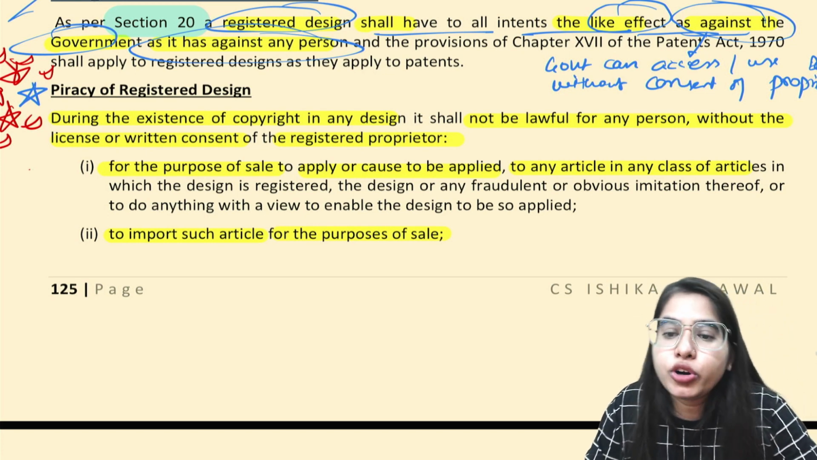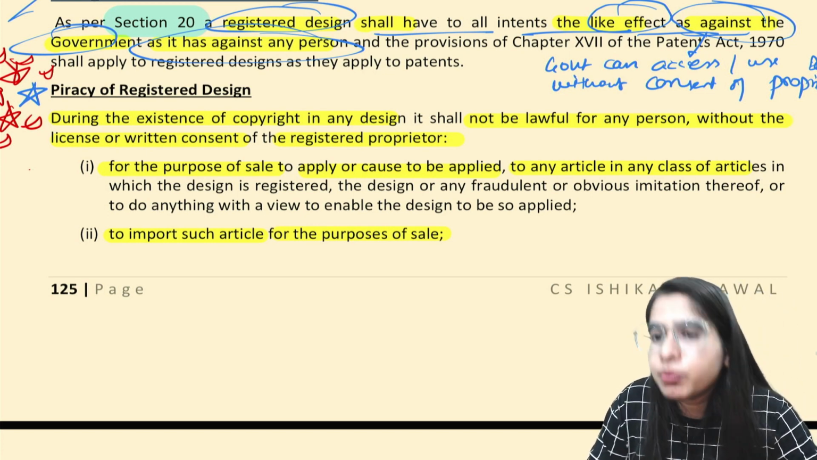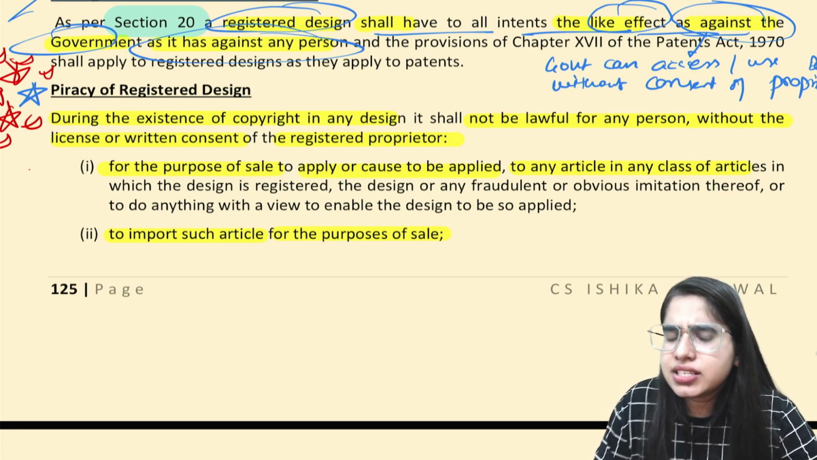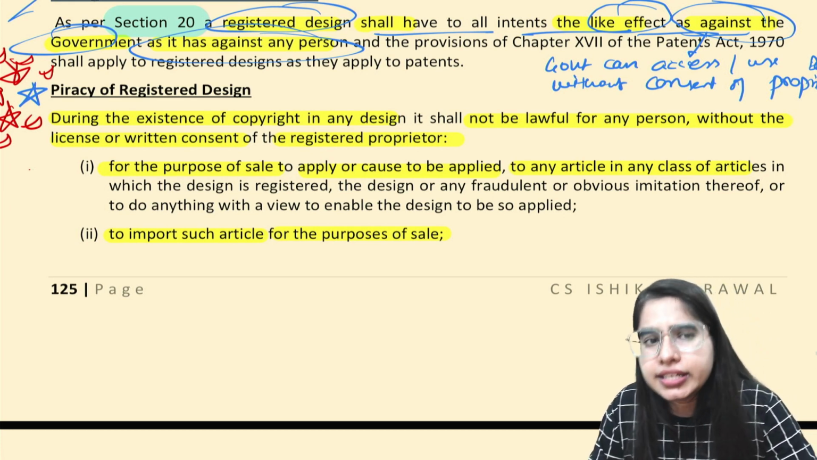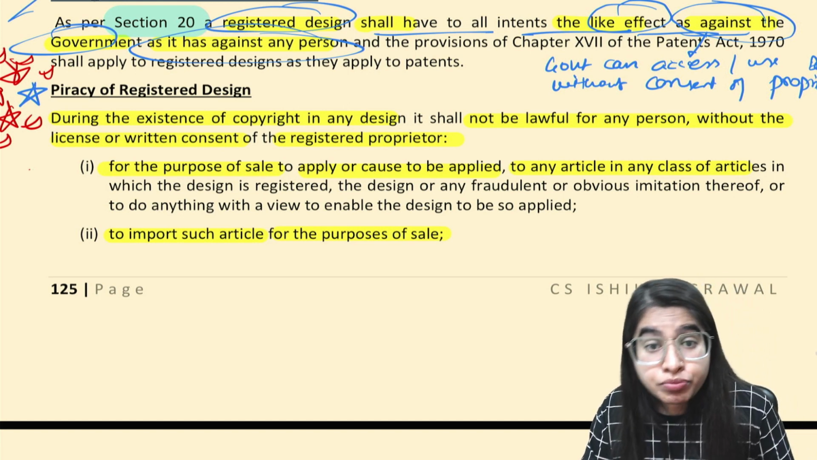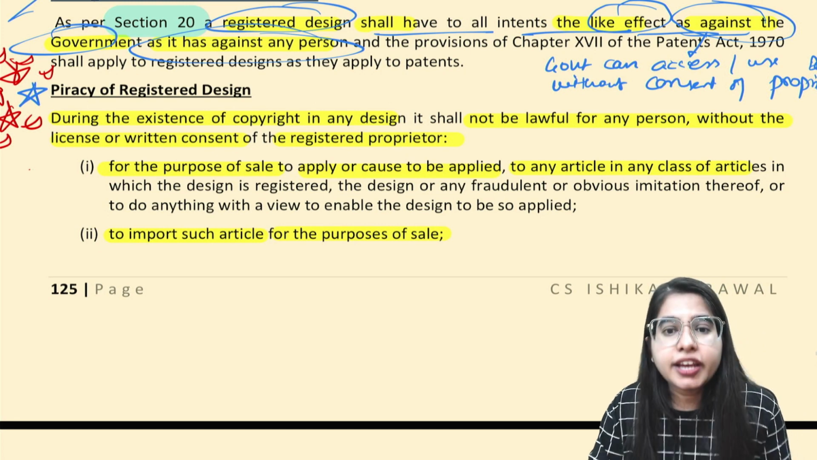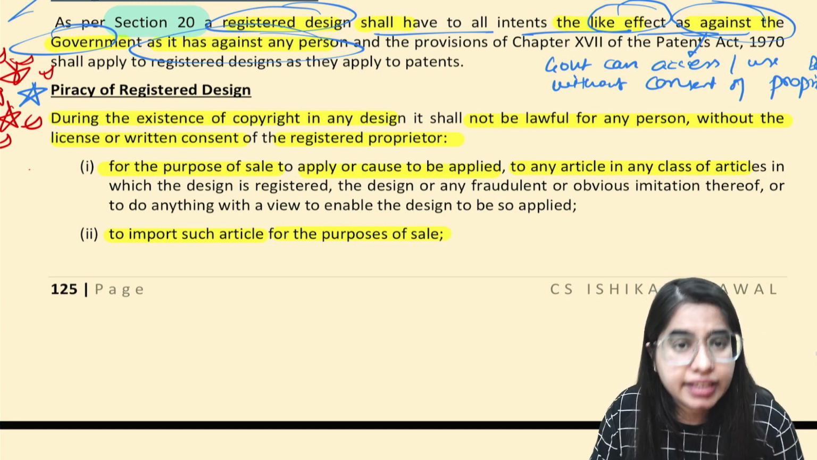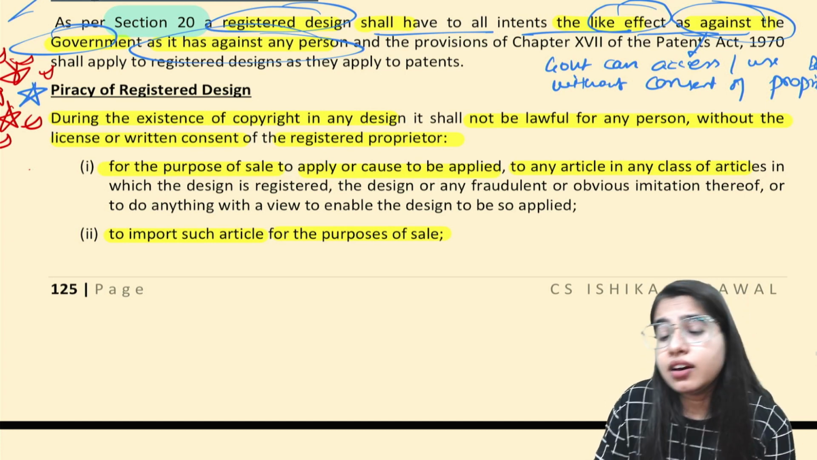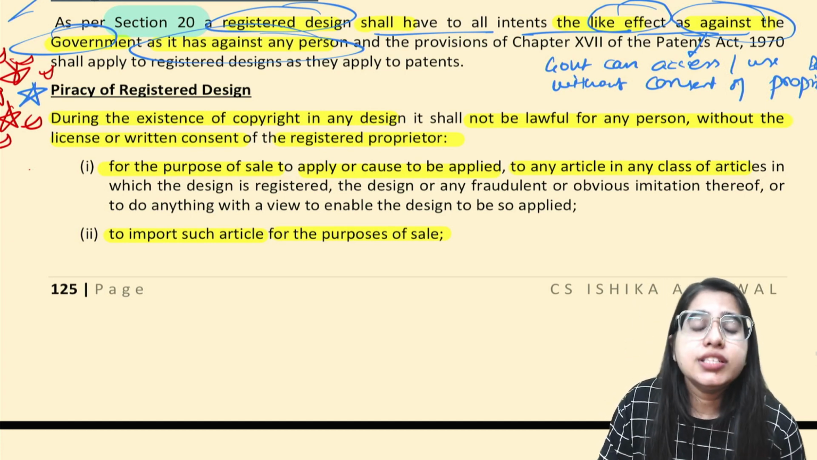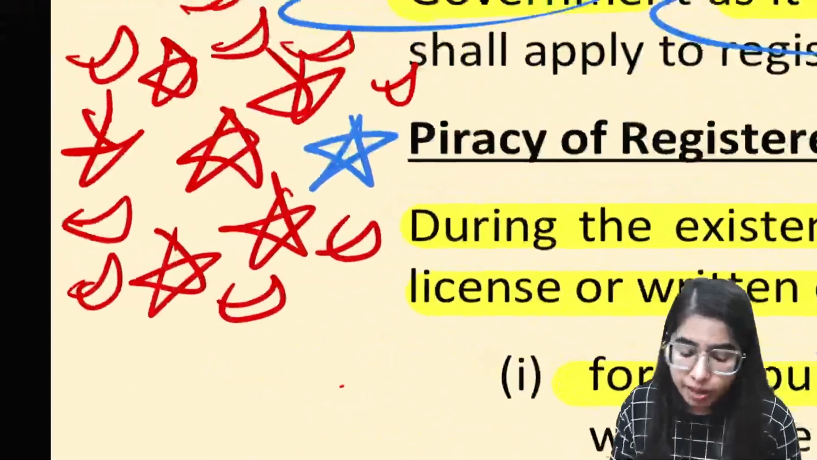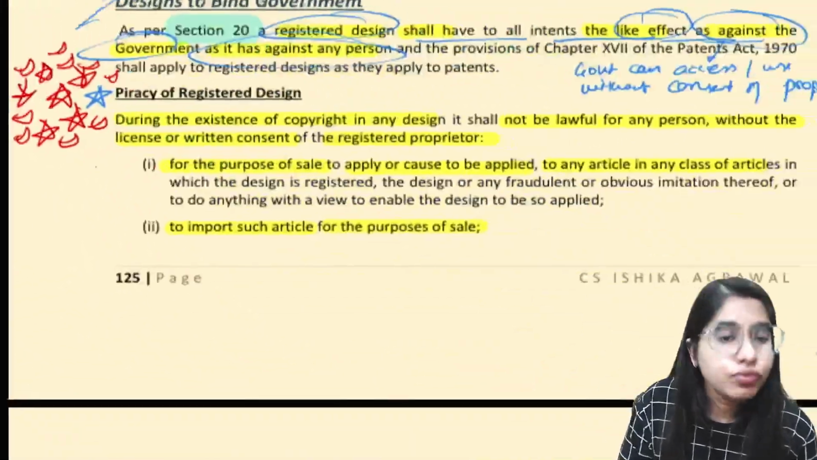And this is a very important topic. This can definitely come in the exam. What do you mean by piracy of design? Piracy means either you are publishing that particular design or article, or you are selling it for making profit. You are making that same design or using that same design in an article, selling it, making an illegal profit. All this can come under piracy of registered design. Very important topic. Make it a star mark.